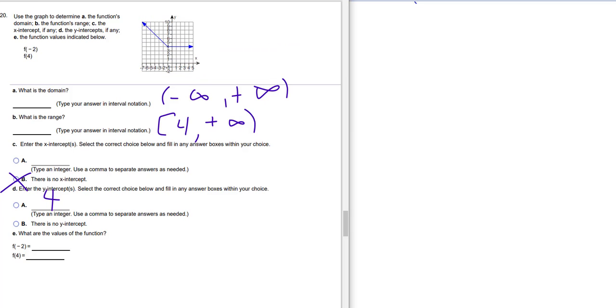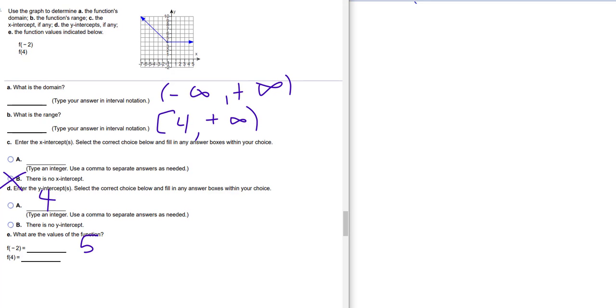F of negative 2 is 5. So you have to be careful, go over here negative 2 and then go up. It's 5. And then f of 4 is 4. And so is f of 1 and f of 2 and f of 3. We call this side constant because no matter what you pick for x, y is always going to be 4.